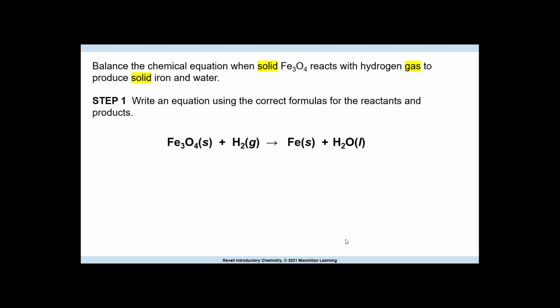Now here is again the problem that I showed earlier. I highlighted the phases because you guys will eventually have to do this, if not by the end of this chapter. I haven't gotten that far yet, but you will be given words and you'll have to put this together, and you'll be given phase changes and you'll have to put that as well. So I'm just going to briefly go through this. Balance the chemical equation when solid iron(III) oxide reacts with hydrogen gas to produce solid iron and water. Notice water, they didn't say what it is, so by default it's just liquid.